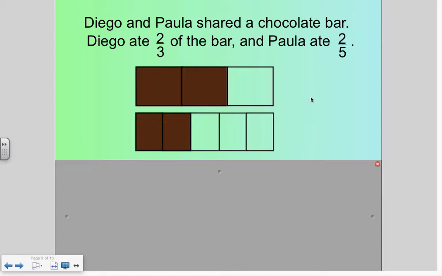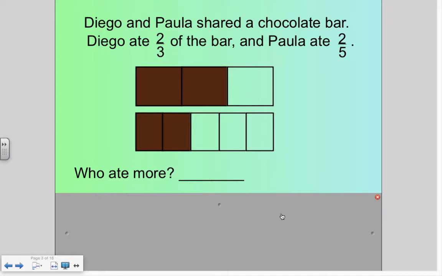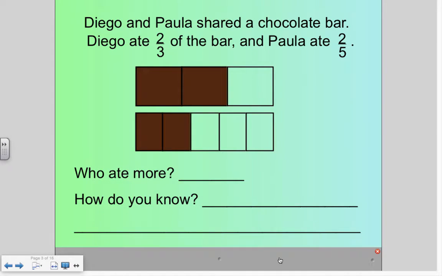Diego's candy bar was cut into 3 pieces that are larger than if we cut that same candy bar into 5 pieces. Who ate more? Diego. How do you know? Diego ate 2 larger pieces, whereas Paula ate 2 pieces, but they were a lot smaller than Diego's.